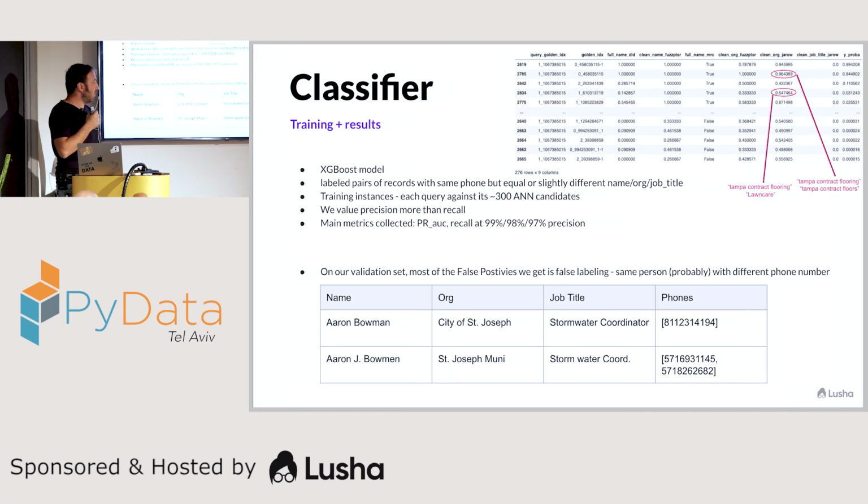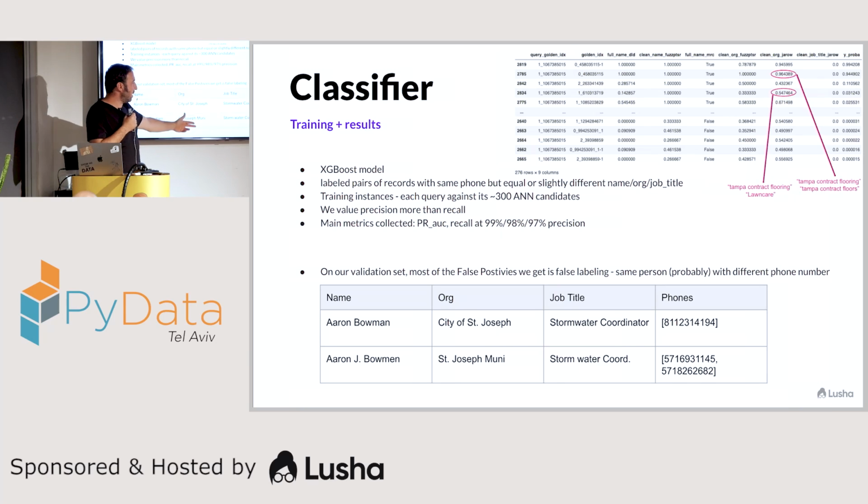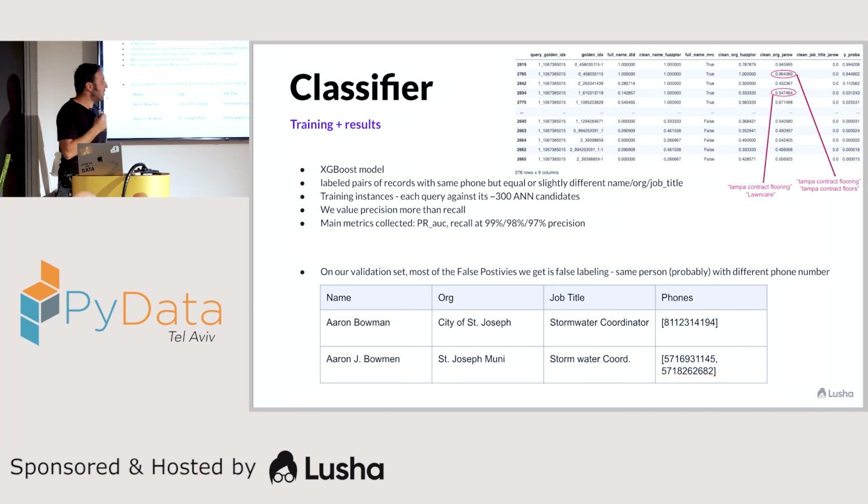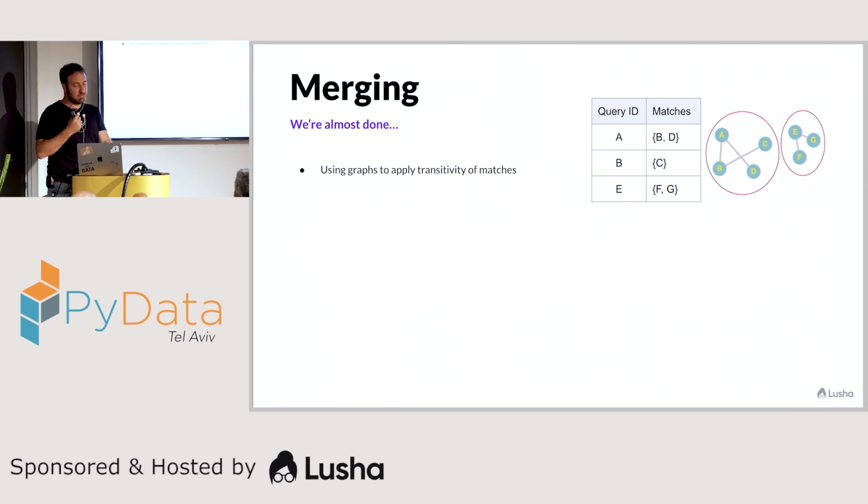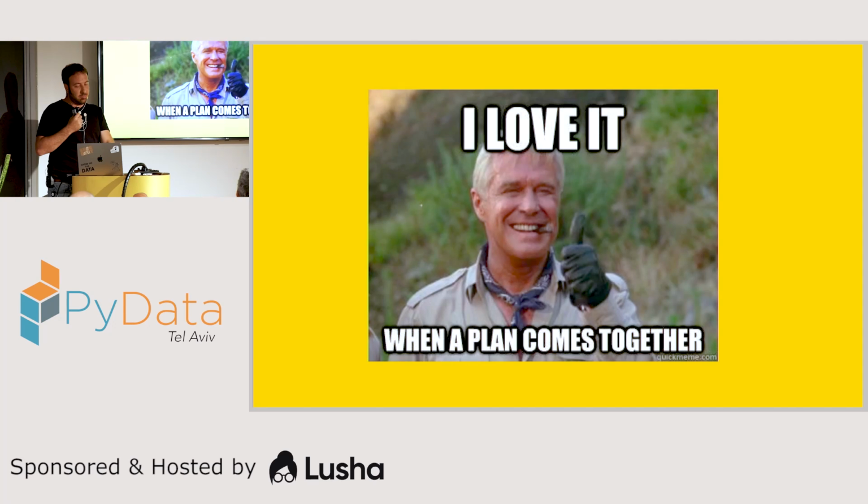I used an XGBoost model, and just to show you what the classifier can match: we see a lot of string differences between those two records, and even the phones are different. So a simple, naive solution would never find this match, right? But using all the stuff that I described, we were able to match it.